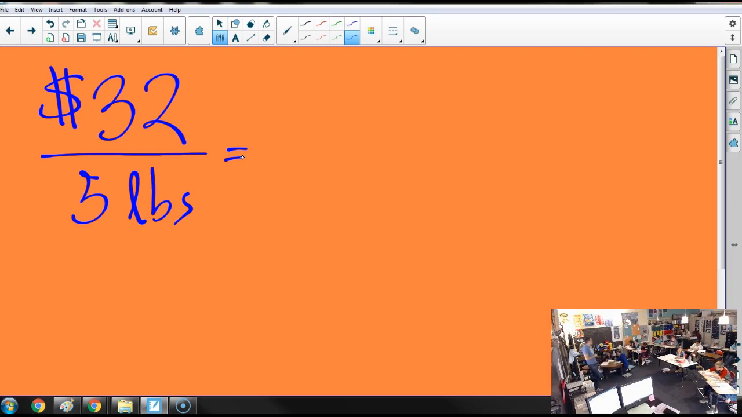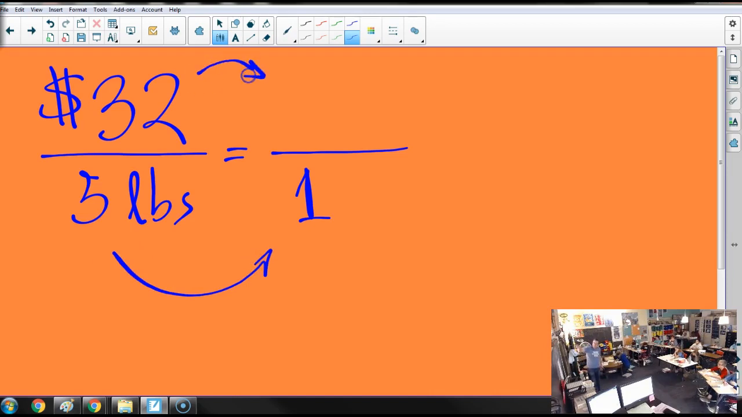We can set up a proportion either way. We could put the pounds on top and the dollars on bottom, but when we do unit rates, it's the denominator that turns into 1. So if you want to talk about 1 pound, put pounds on bottom. If you want to talk about $1, you can do it. Just flip this and put dollars on bottom. How do we go from 5 pounds to 1 pound? Divide by 5, right? So we divide by 5 up here. What do we get? And for money, 40, right?